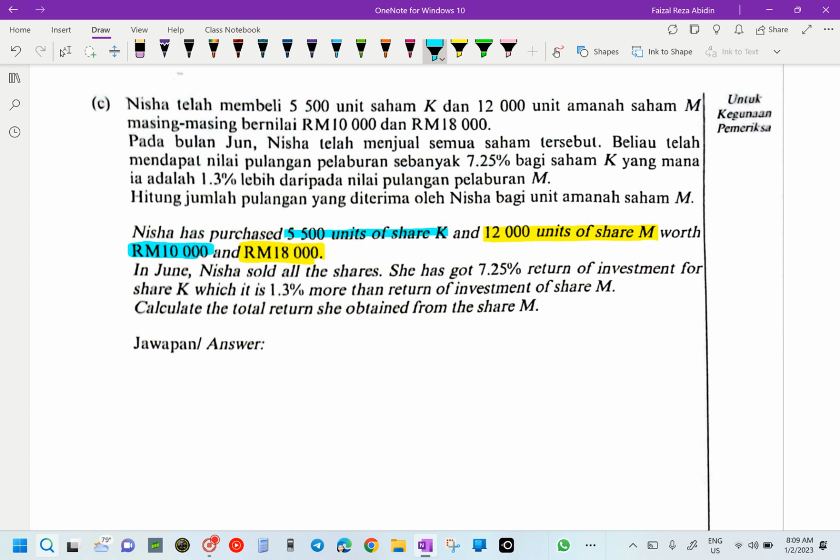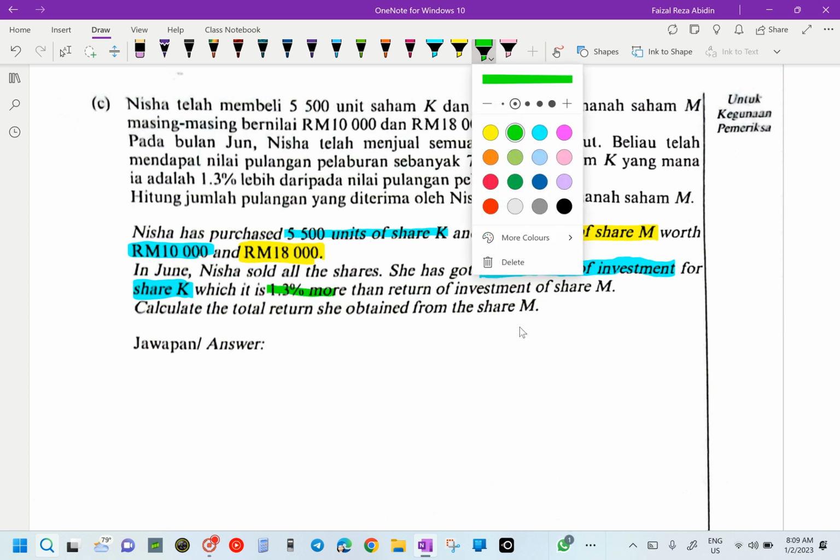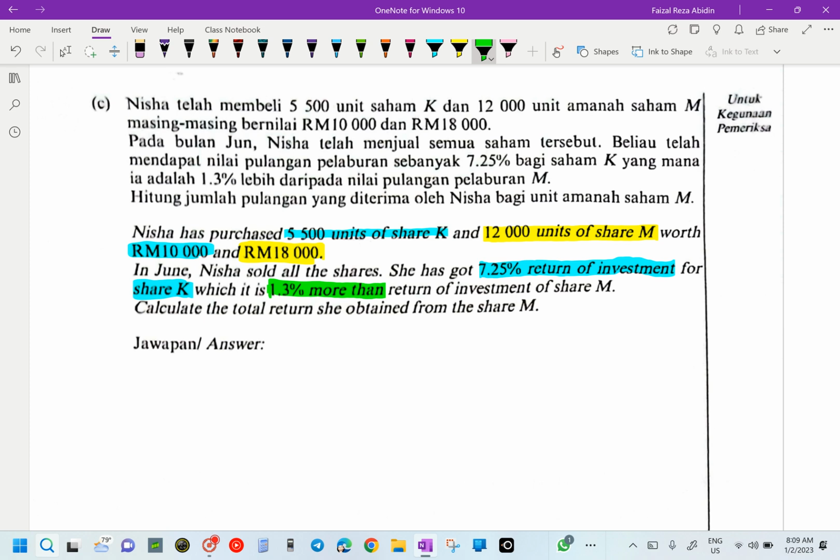She got 7.25% return on investment for share K. Okay, share K, 7.25% ROI, which is 1.3% more than the return on investment of share M.